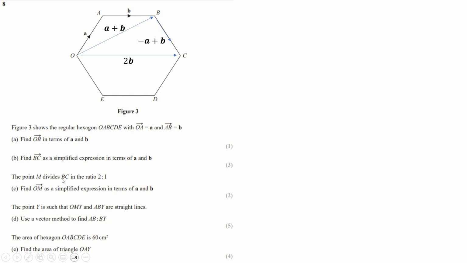The point M divides BC in the ratio of 2 to 1. This just irrationally annoyed me. M should be the midpoint, right? It's dumb that they called that M and it's not the midpoint. But anyway, it doesn't really matter. This is a ratio of 2 to 1, which of course means you can just divide this by 3 and times it by 2 to get, it's just 2/3 of this, right?